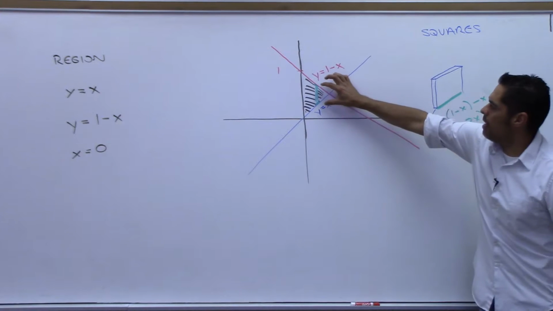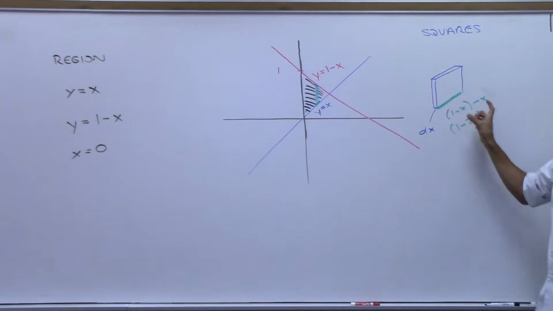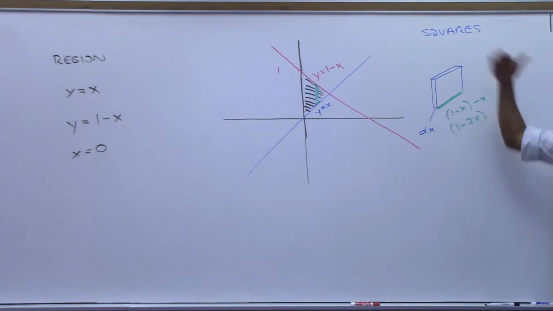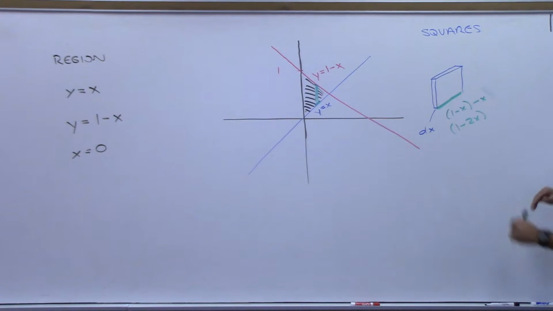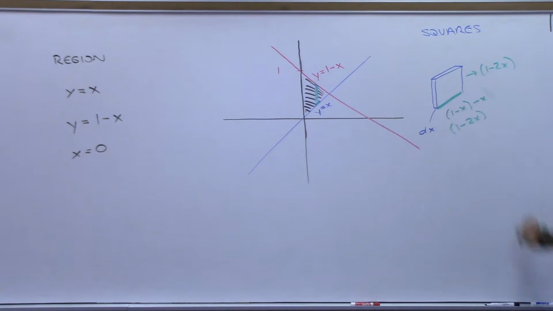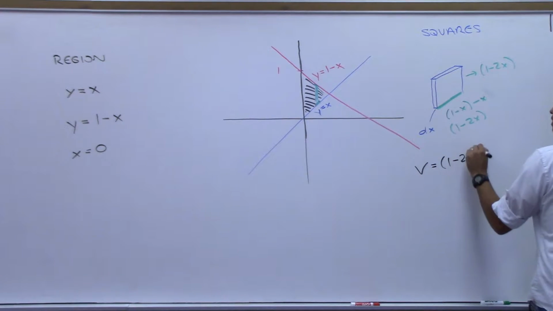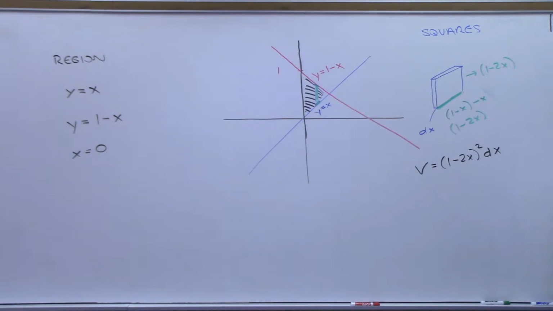I'm taking this and laying it down on the ground and making a square. And then I know that this length is the top one minus the bottom. So if this side is 1 minus 2x, then this side, since it's a square, must also be 1 minus 2x. So the volume of that little slab would be 1 minus 2x squared dx. Got it?